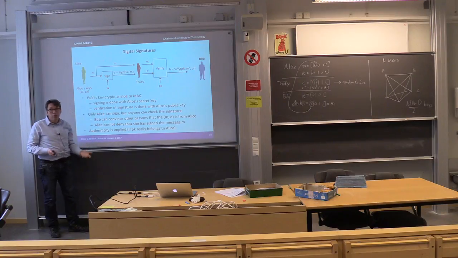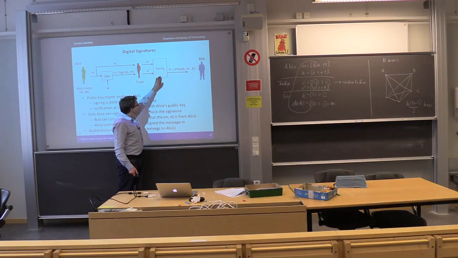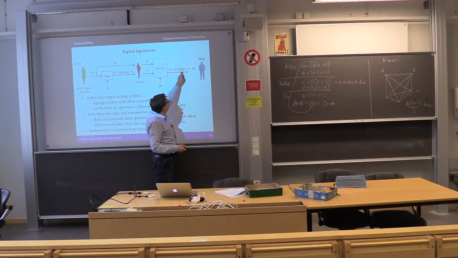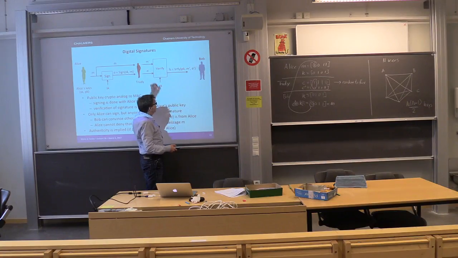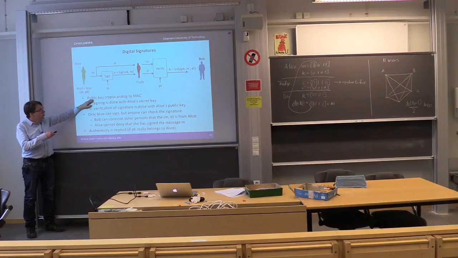Then we have Trudy in the middle, who can do something with the plain text and the signature. There is a verification mechanism, and it works on the public key of Alice. So it's a function of the public key of Alice, M prime and sigma prime, which Bob got from the network. So this is public key crypto's analog to the MAC. Signing is done with the secret key. Verification is done with the public key.